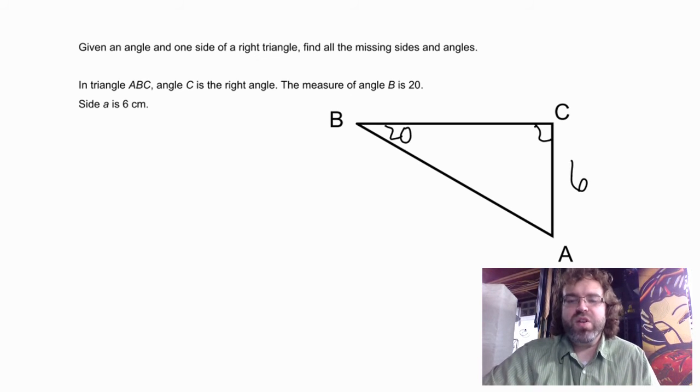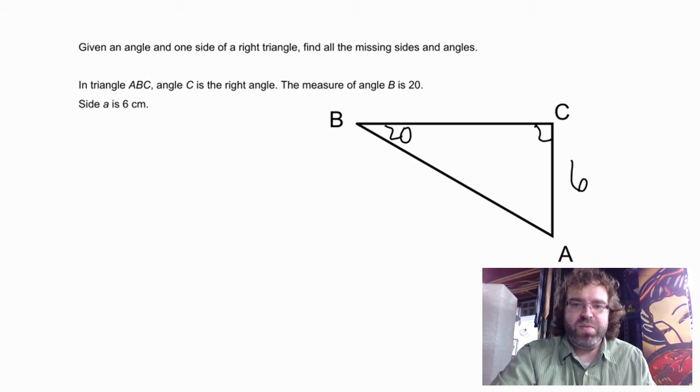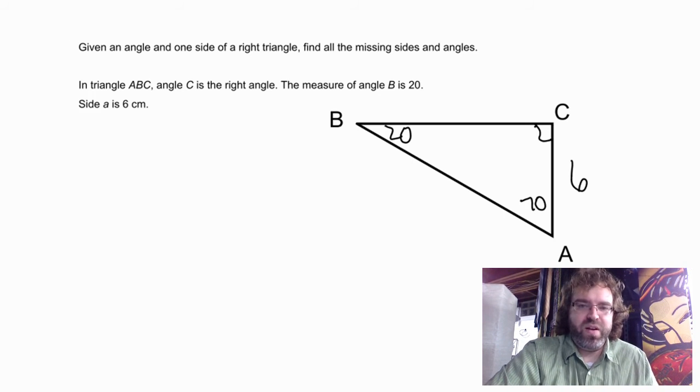Okay, so now we have to find the missing angles, missing sides. The first thing I think would be easy to do is just find the missing angle. We know that all angles in a triangle add up to 180 degrees. We know we've got a 90-degree angle and a 20-degree angle, so that must mean that we have a 70-degree angle right there. So angle A is a 70-degree angle. Now we found all the angles in the triangle.